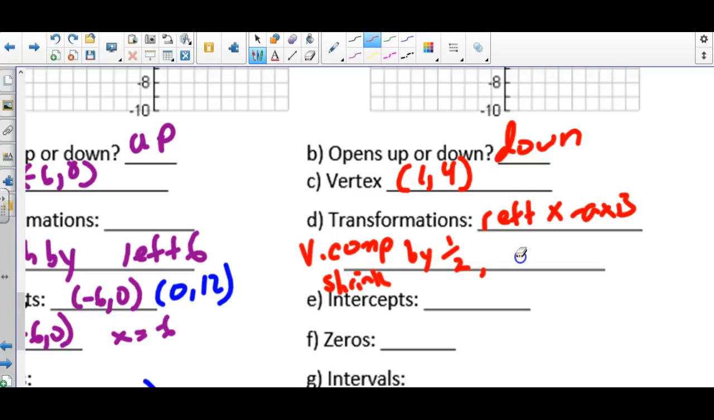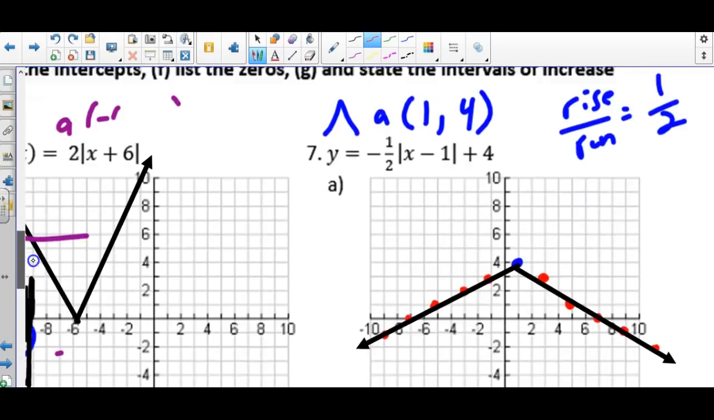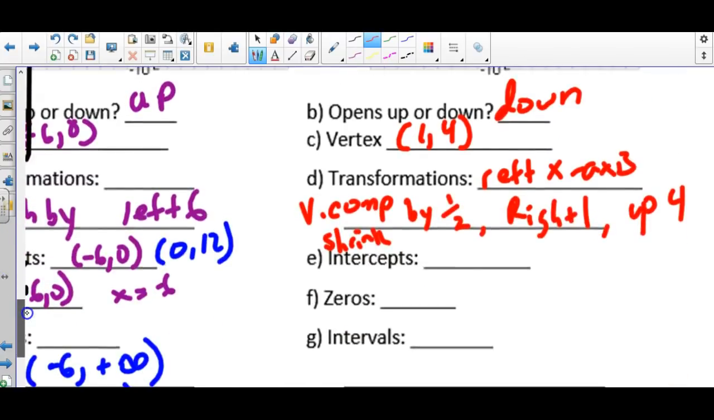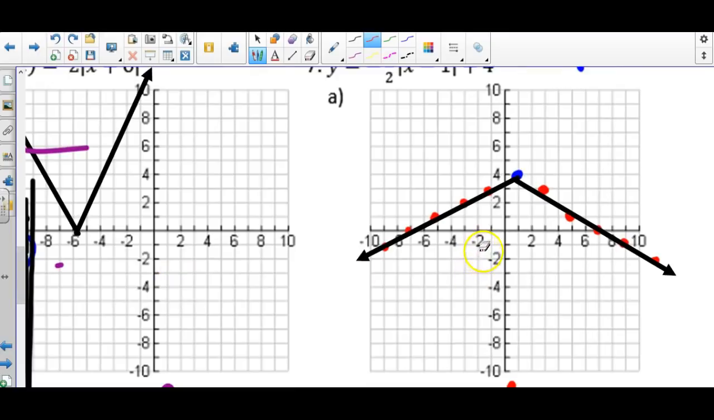Now, the -1 said go right 1, and the 4 said up by 4. Right 1, up 4. Now the last thing, intercepts. Let's look at our intercepts. We have to find our y-intercept, so I'll solve that in a second. The x-intercepts, though, we can clearly see. This one right here is going to be -7, 0, and the other is 7, 0.